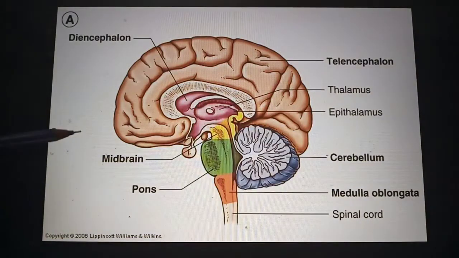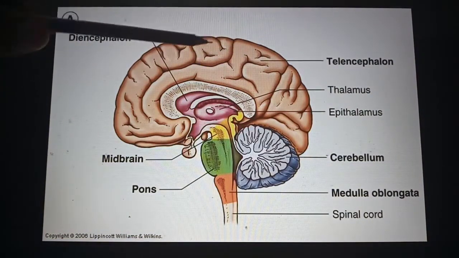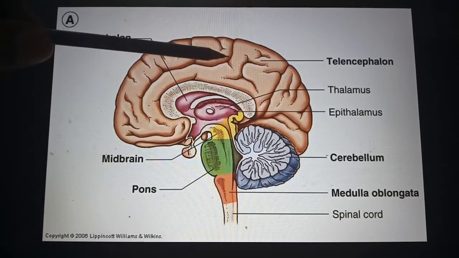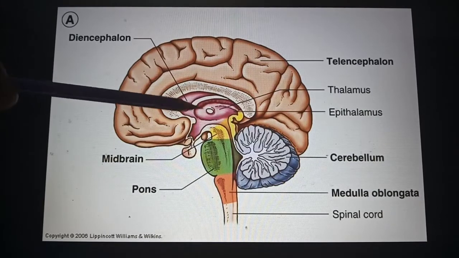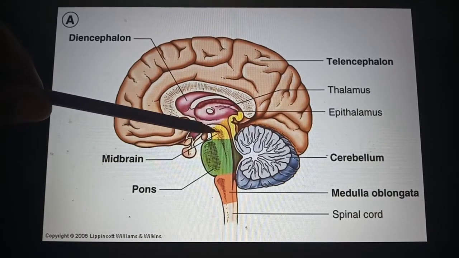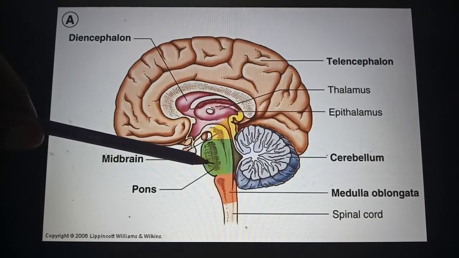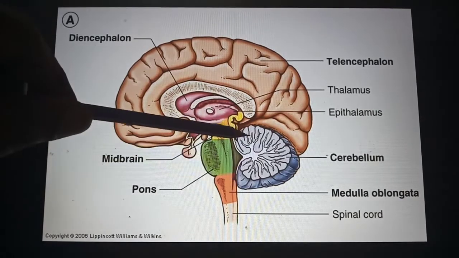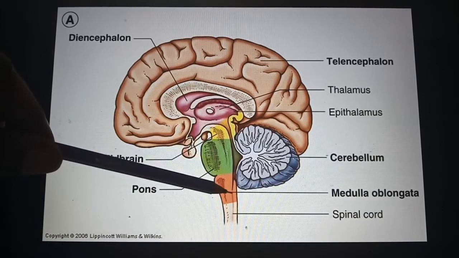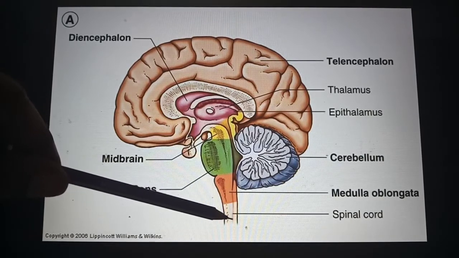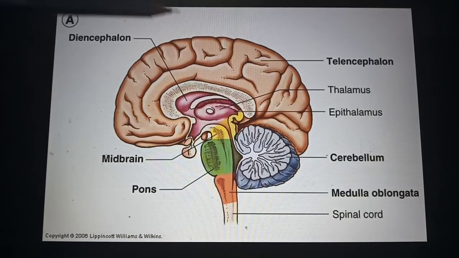Okay, so this is the telencephalon, and this is the diencephalon, and the midbrain, pons. The cerebellum is present here, and the medulla oblongata is present here. The spinal cord starts from the medulla oblongata. This is the central nervous system, the brain.